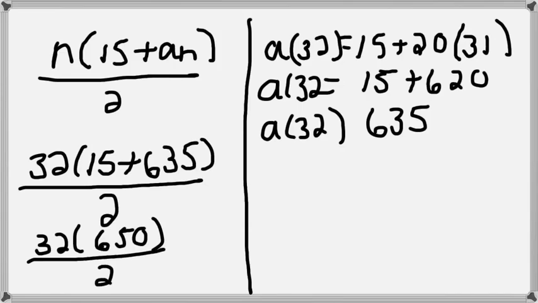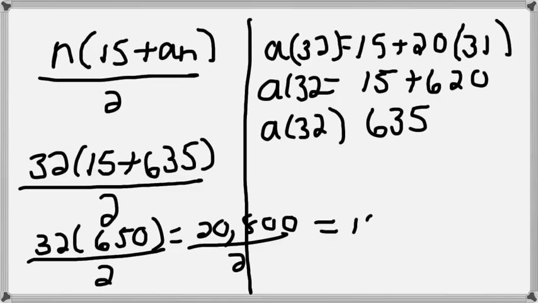And so if you do times 32, you're going to get 20,800. And then if you do that divided by 2, you're going to get 10,400, which proves that the 32nd term is the term number that pushes the sum over 10,000.